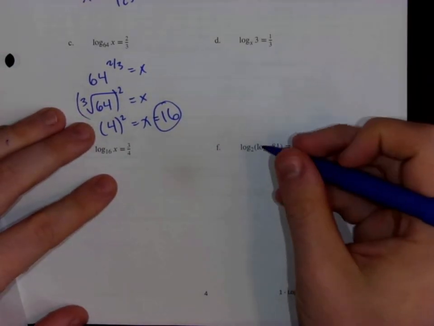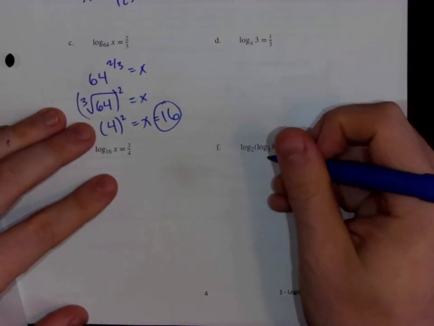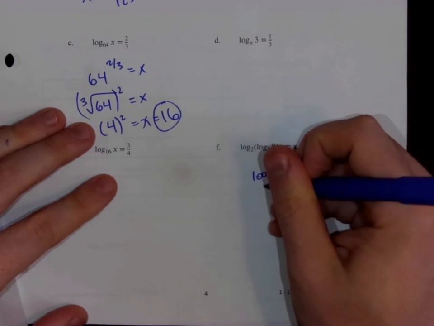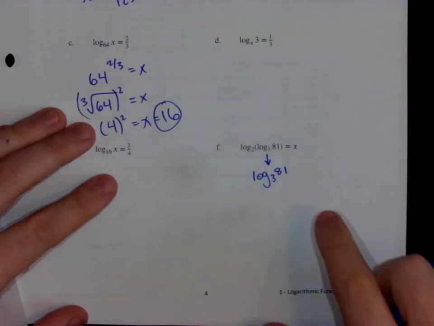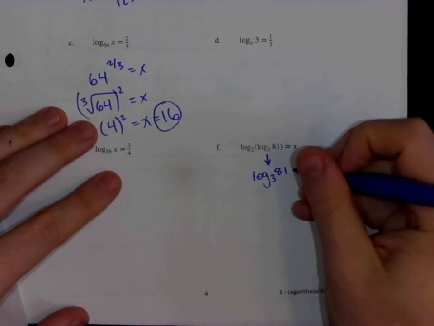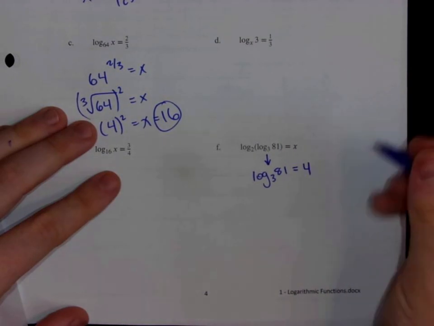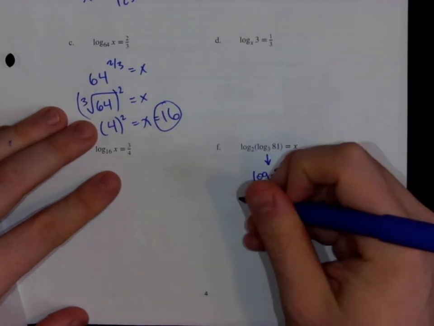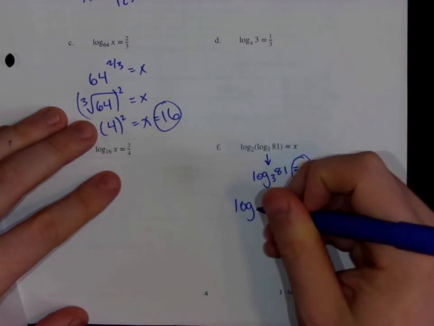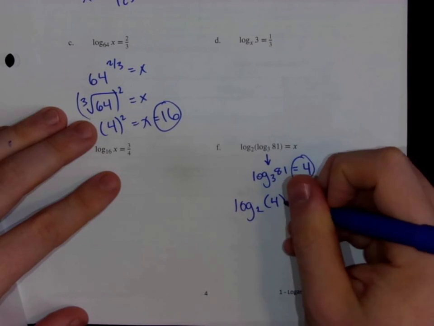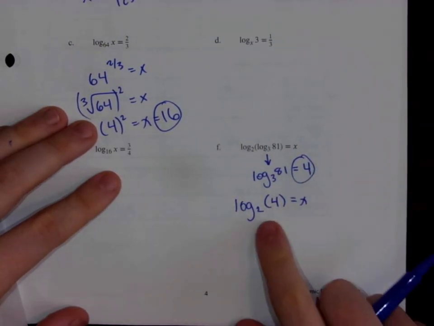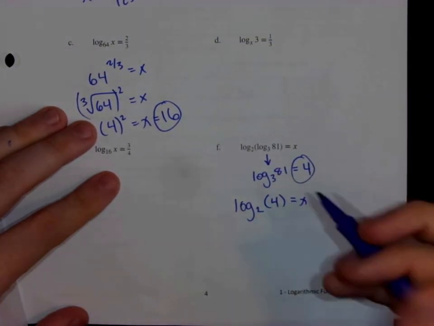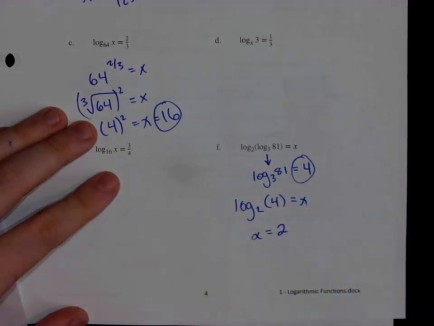This is the last one where we have a log within a log. Well, using BEDMAS, I solve for this first. So what is the exponent that gets us from 3 to 81? That is a power of 4, which means this is the answer in the bracket. So I rewrite the question as log base 2 of 4 equals x. And then what's the power that gets us from 2 to 4? x equals 2.